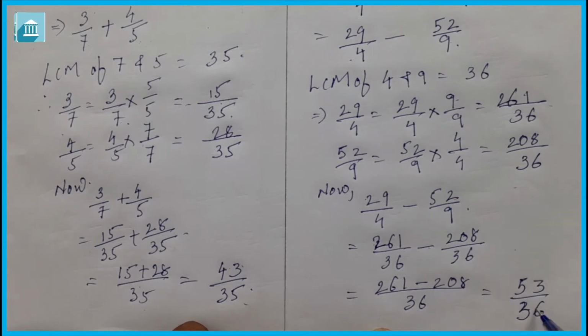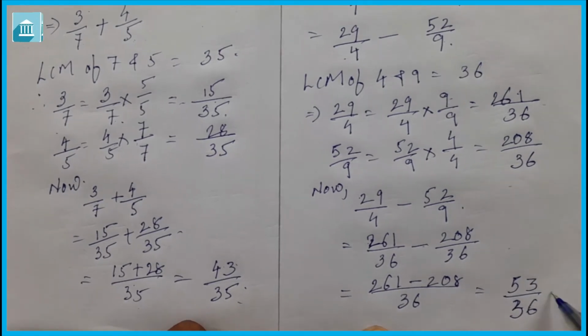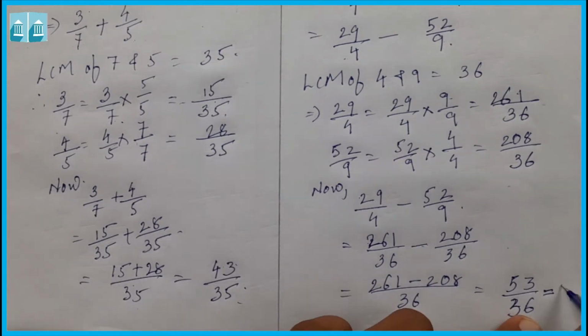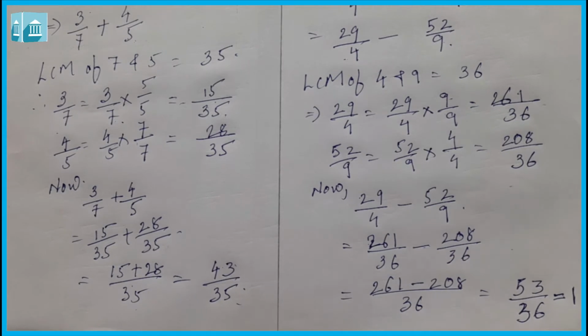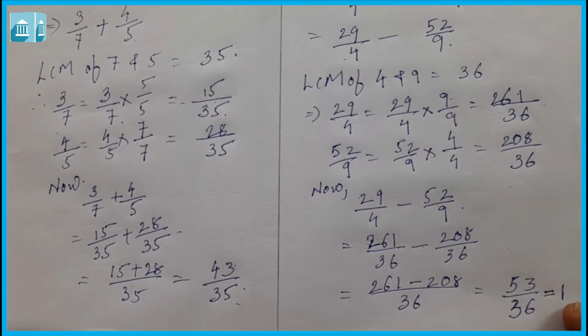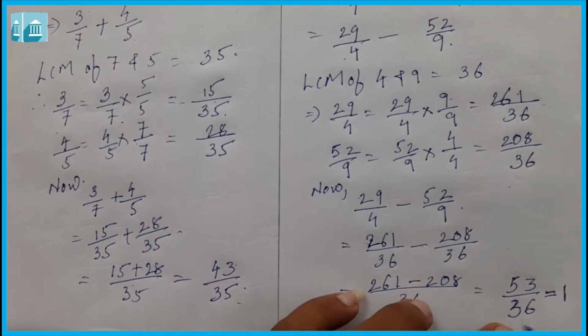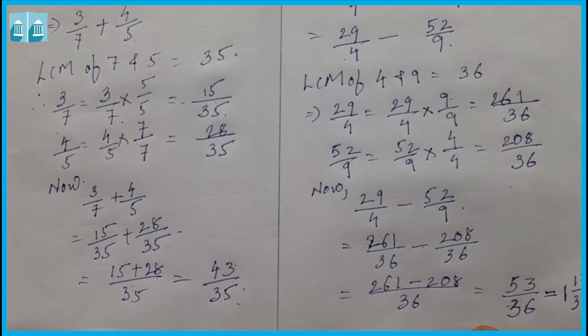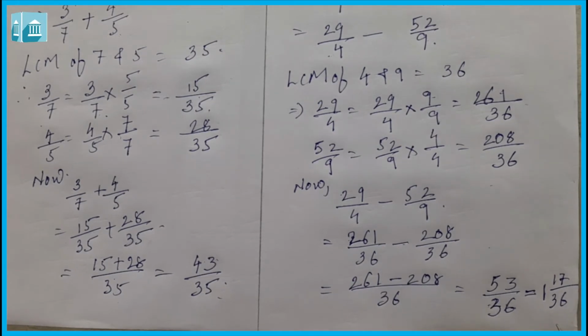Now you can also convert this into an improper fraction. When you convert it into a mixed fraction, 36 1s are 36, 36 2s are 72. So it is always 1 time only, so 36 1s are 36. Then what remains is 17 upon 36. So this will be the answer, 1 and 17 upon 36.